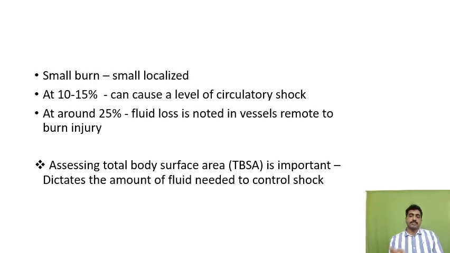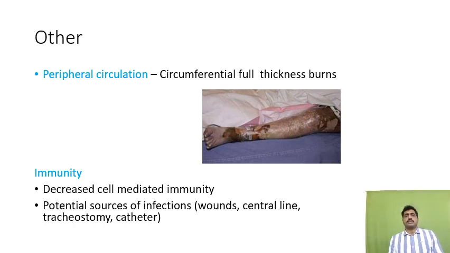If the burn injury is about 25% of the body surface, there will be fluid loss from vessels even remote to the burn injury. That means the vessels remote to the burn injury also start losing fluid because of the inflammatory effect on them. So burn surface area is very important in resuscitating the patient. Sometimes peripheral circulation might be hampered because of circumferential full thickness burns. If these burns are identified, we have to do immediate escharotomy and decrease the pressure so that circulation is re-established.